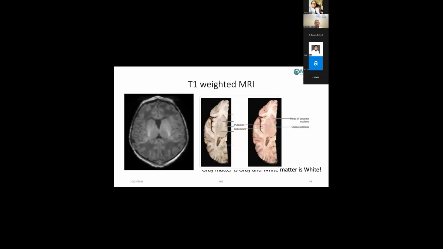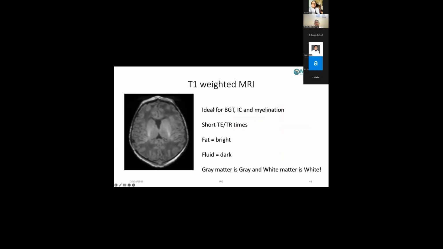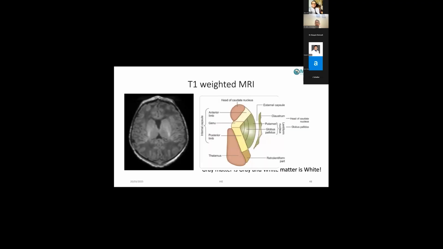And as I said, the fat looks bright. You can imagine, the internal capsule is full of myelin, and the myelin sheaths are made up of fat, the lipid molecules, right? So because it is full of myelin, full of fat and lipid, it looks bright on the T1 weighted images.